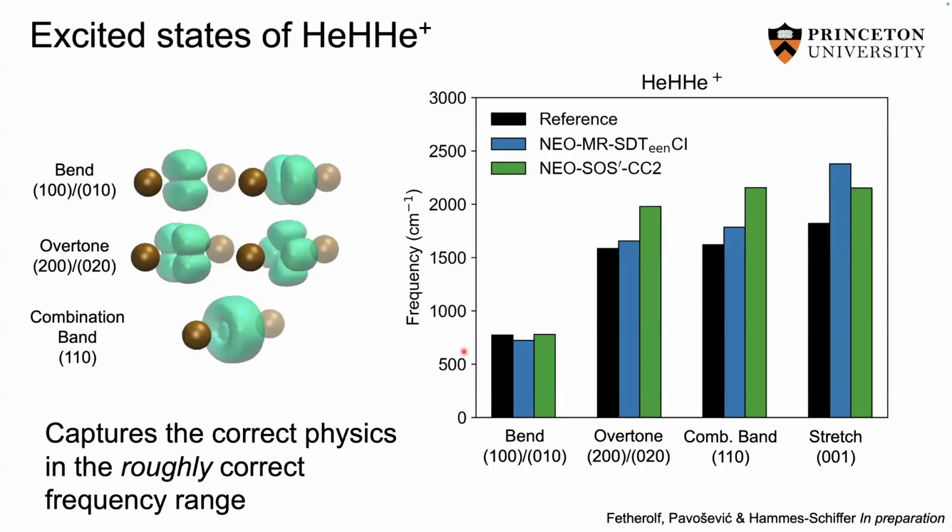And so here we can compare the scaled opposite spin SOS prime CC2 results to the reference calculation and to the high level MRCI. And we see that we get this qualitative feature of the overtone and the combination band being roughly twice the bend. It's not quite as quantitatively in agreement with the reference, but we still get the correct physics. And then we also get the stretching mode. So we're kind of capturing these interesting physics with a really low scaling method.